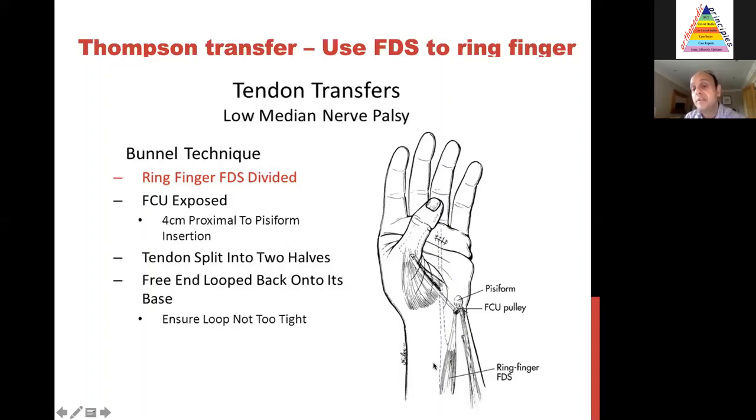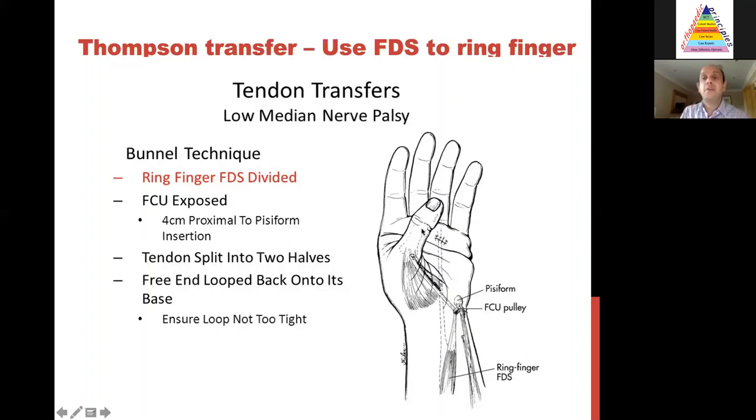And then you create a pulley. From the same incision, you can approach your flexor carpi ulnaris. Just take half of FCU, 3 or 4 centimeters, make a pulley, and then pass the FDS through that and attach it to abductor pollicis brevis. Now, pulley, we know why we've created. It changes the vector of pull. You can see here, it is at right angles now, makes your tendon pull more efficient. Why abductor pollicis brevis? Because then it can abduct the thumb.